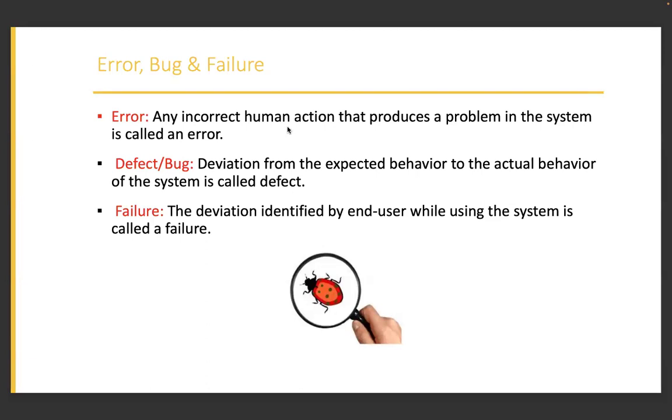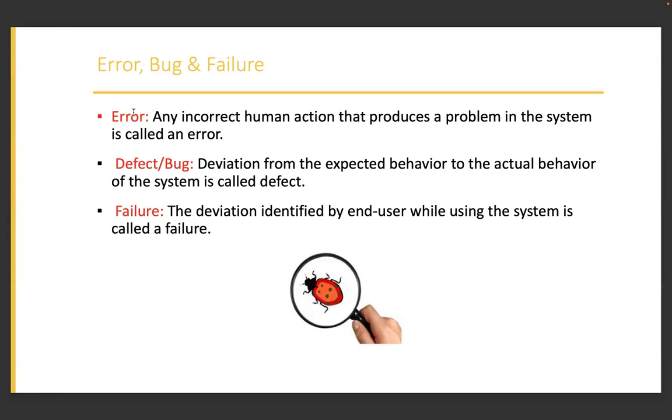So in that scenario, if you are facing an issue or error, that will be considered as the error. Any incorrect human action that produces a problem in the system is called an error. Next is defect and bug, guys. So we will talk about one real-time website now.